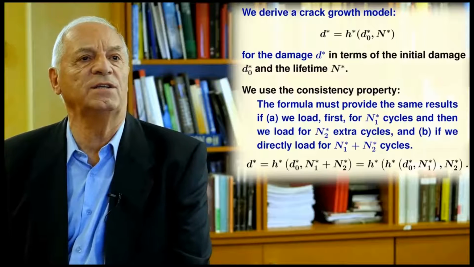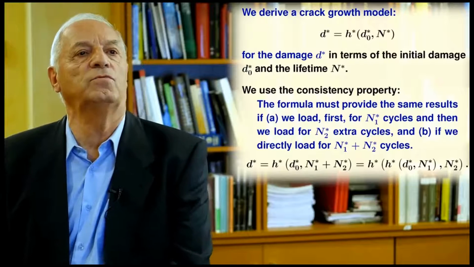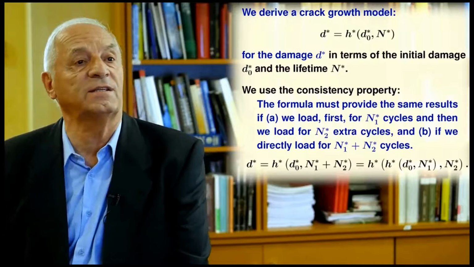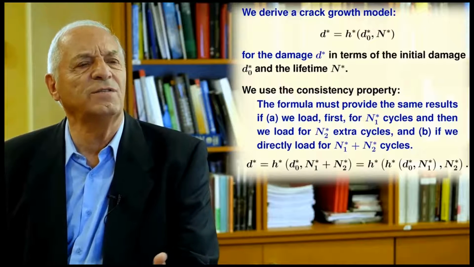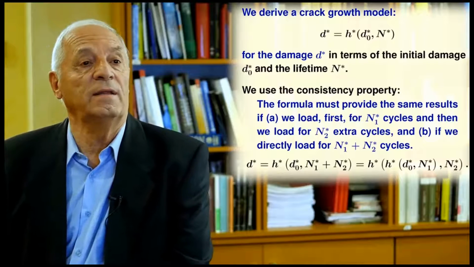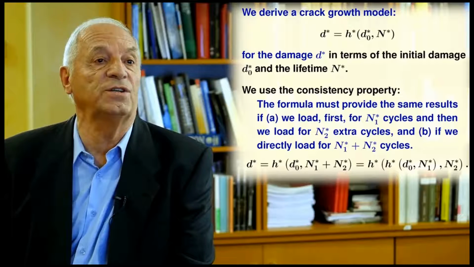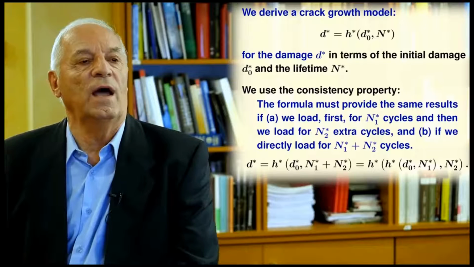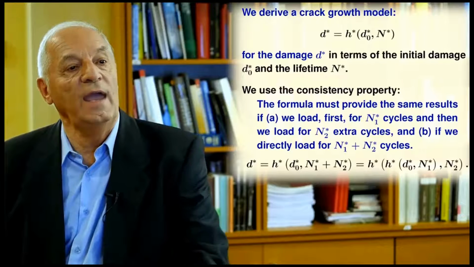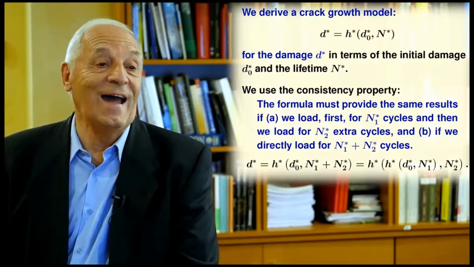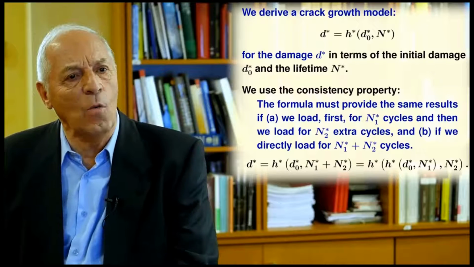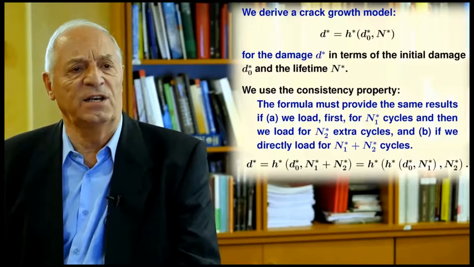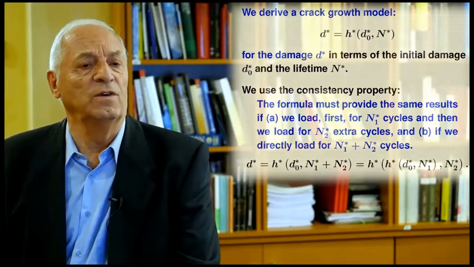So I start with a crack size a0, and because I subject this to n fatigue cycles, then I get a larger crack size, which is a. And I want to know how this function h is. But this function has to satisfy some consistency condition that is very important. I should get the same if I start from a crack size a0 and I use n1 plus n2 cycles, as if I first apply n1 cycles and I calculate the new crack size, which is used as an initial size for the second step with n2 cycles.